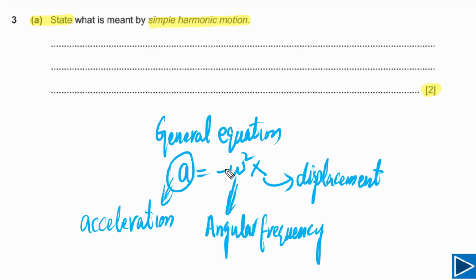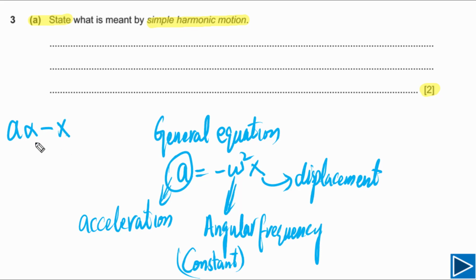We also need to understand the meaning of this negative sign. For simple harmonic motion, omega is constant. If omega is constant, then simply we can say A is directly proportional to minus x, negative x. We can break this down into 2 parts. A is directly proportional to x. It simply means that when x is increasing, A is also increasing.